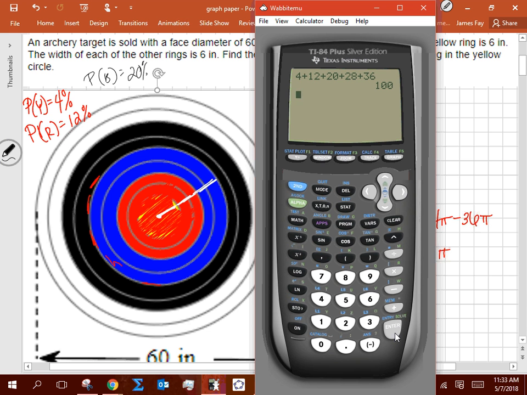Let me ask you a question. So as you move out on the target, and hopefully you realize why the goal of archery is to hit the bullseye, because you have a lesser and lesser chance of hitting the yellow as you move in, right? As you move out, you have greater chances of hitting the black and the white and that kind of stuff. Does that make sense, everybody? Okay.